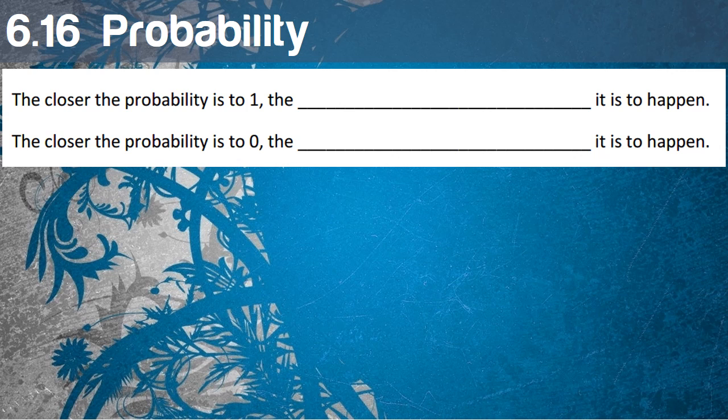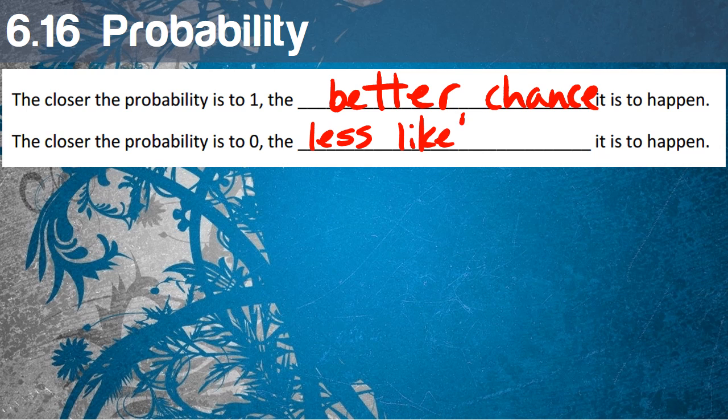So when it gets closer to 1, you have a better chance that it's going to happen. So I'm going to write here, you have a better chance. And if it's closer to 0, the probability is less likely it will happen.